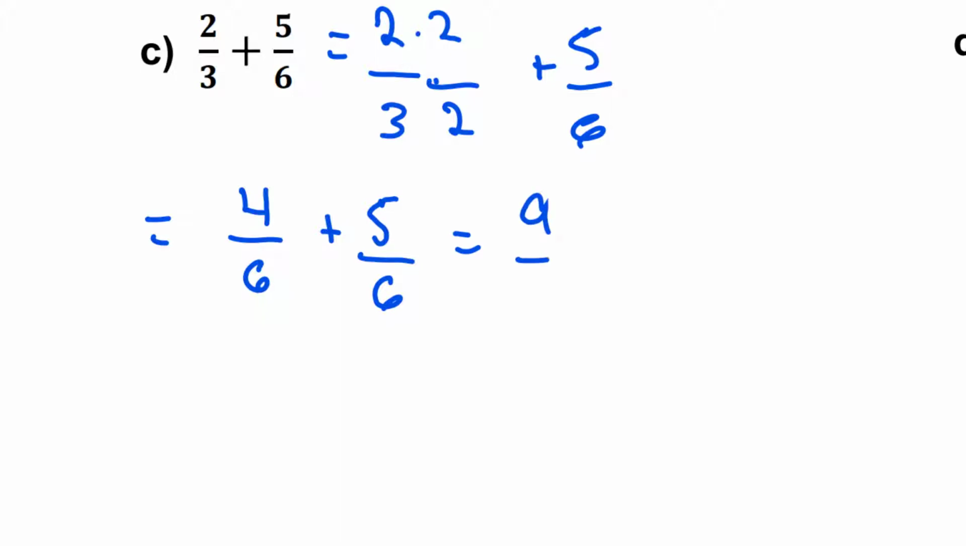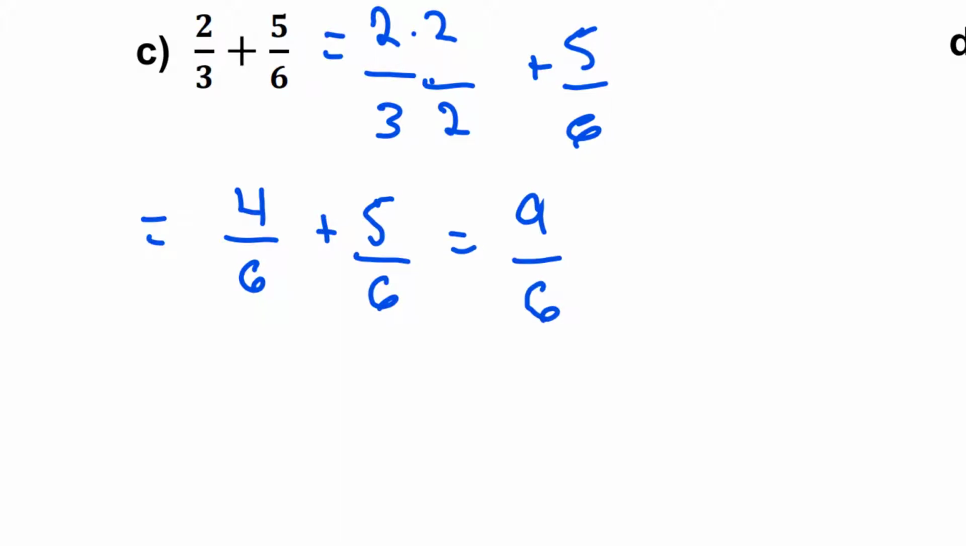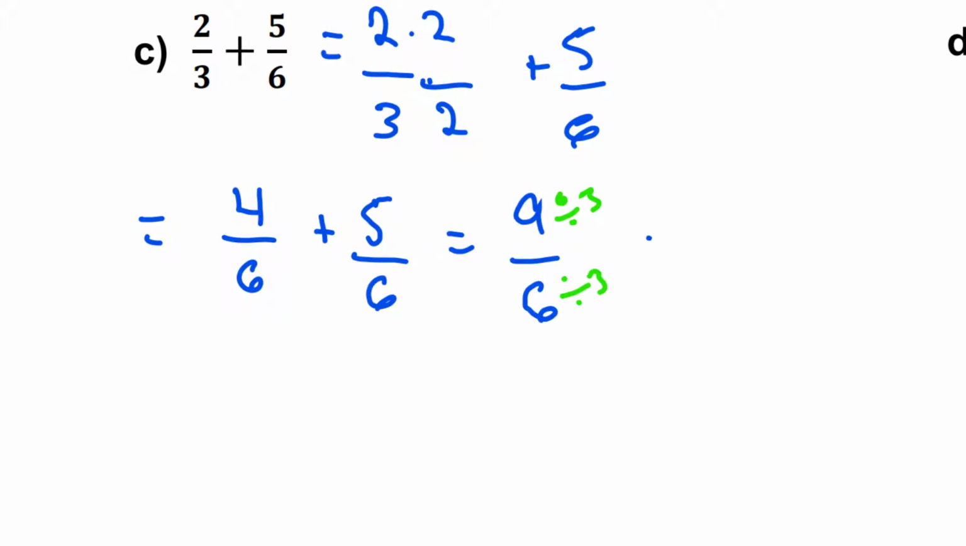So that would be 9 over 6. This could be simplified. So for example, if we divide by 3 and divide by 3, we would have 3 over 2, which is equal to 1.5.